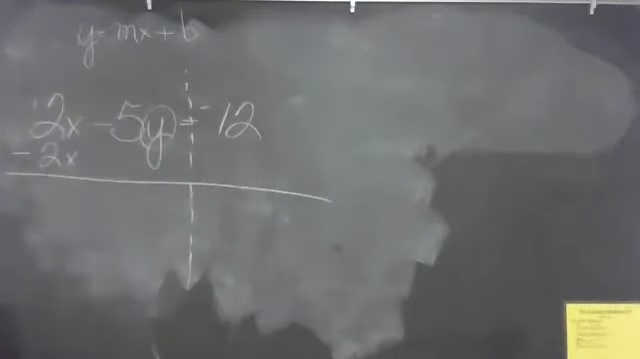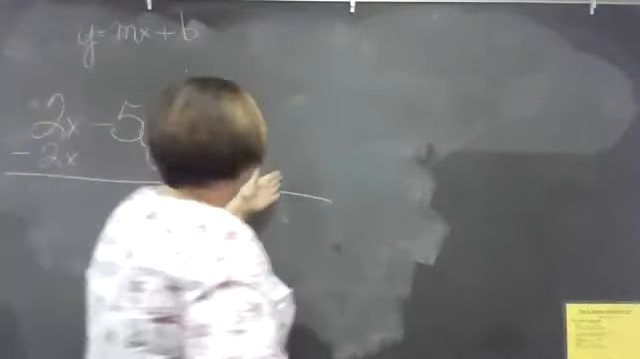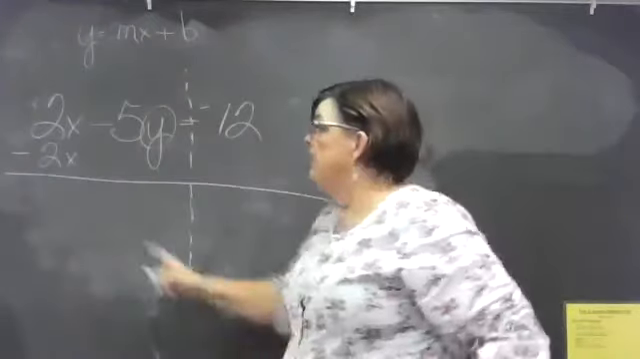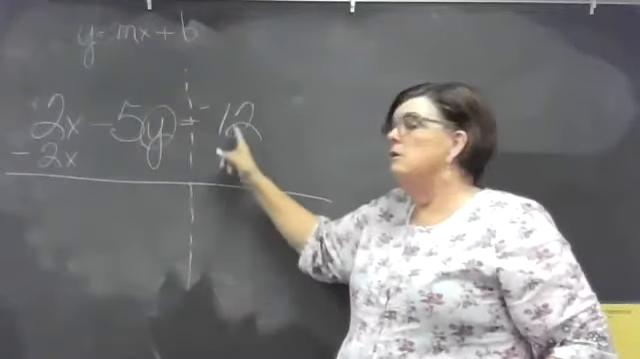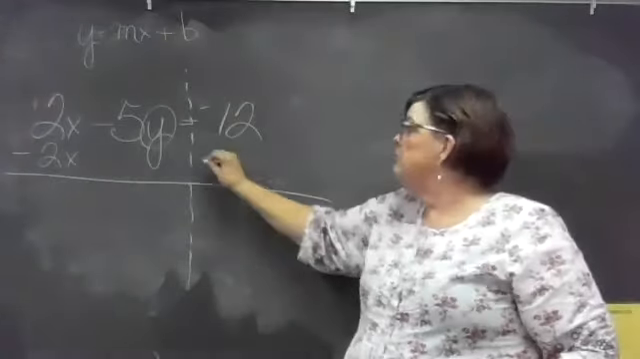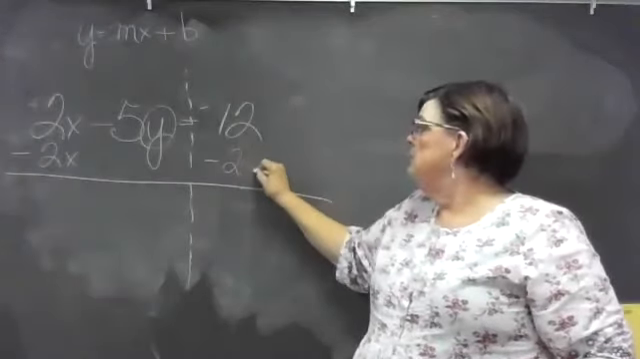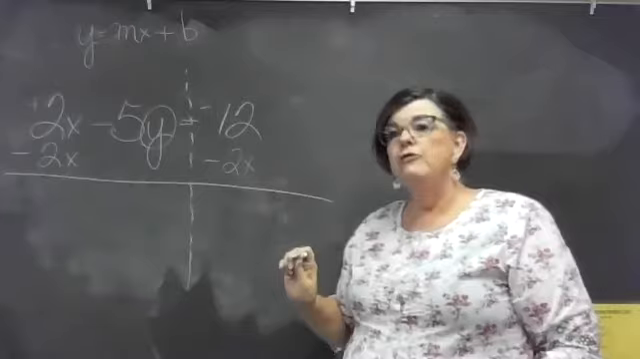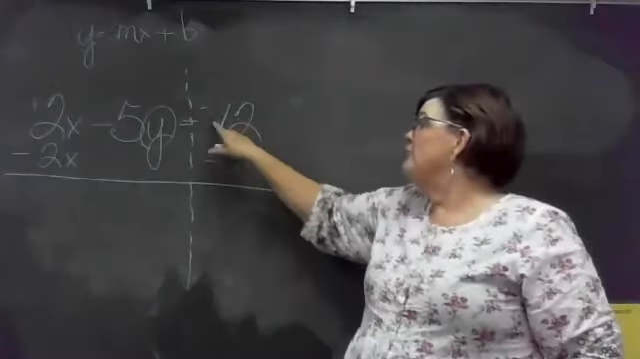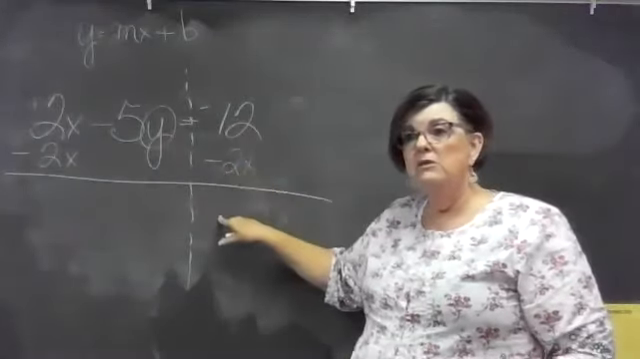Now remember, whatever you do to one side has to be done to the other. Do this for me. When you come over here and you're going to put your minus 2x, please do not put it under here. Because if you put a minus 2x here, there's a good chance you'll forget and try to do 12 and 2 and get an answer.